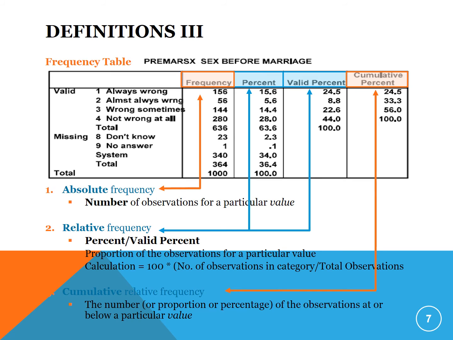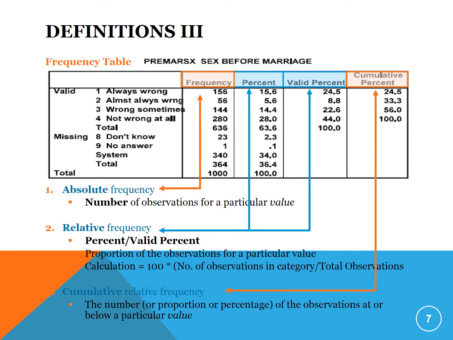1 was coded as always wrong. 2 is almost always wrong. 3, sometimes wrong. 4, not wrong at all. Okay, and then some people didn't know how to respond, so they selected don't know. Some people didn't even answer it, or it seems like one person didn't even answer it. And then we have a system error. When you see system there, it means something happened. That person may or may not have responded, but something happened in transferring their answers to the software. So we have a system error there.